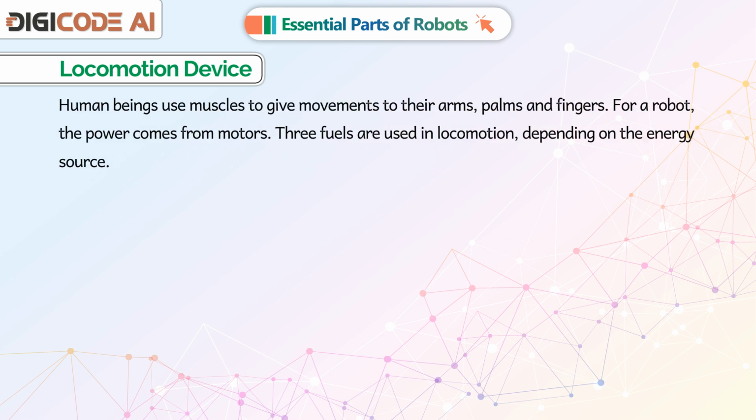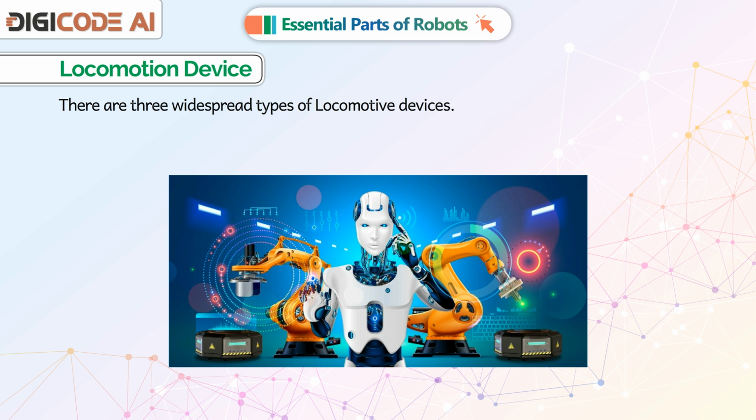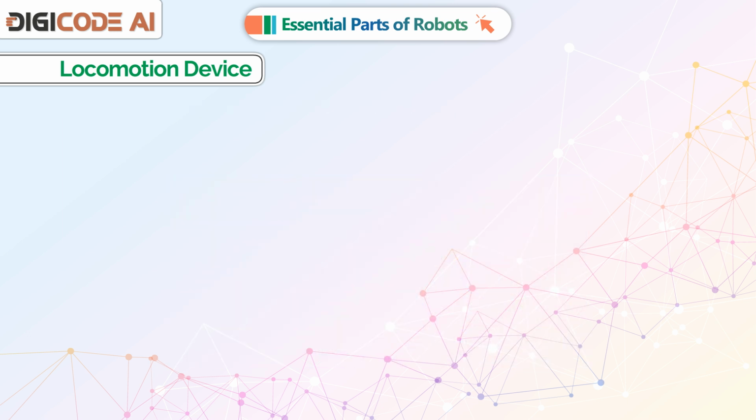Locomotion device. Human beings use muscles to give movements to their arms, palms and fingers. For a robot, the power comes from motors. Three fuels are used in locomotion depending on the energy source. There are three widespread types of locomotive devices.